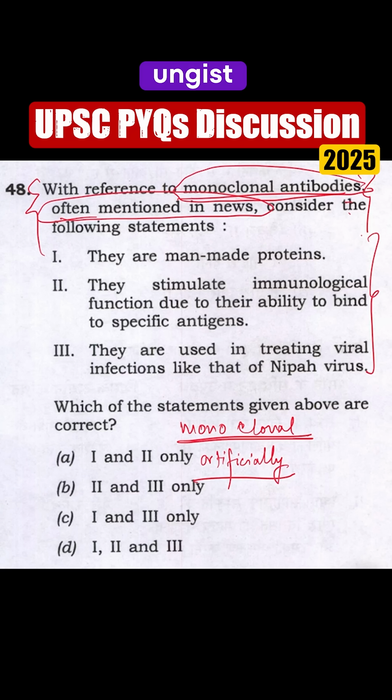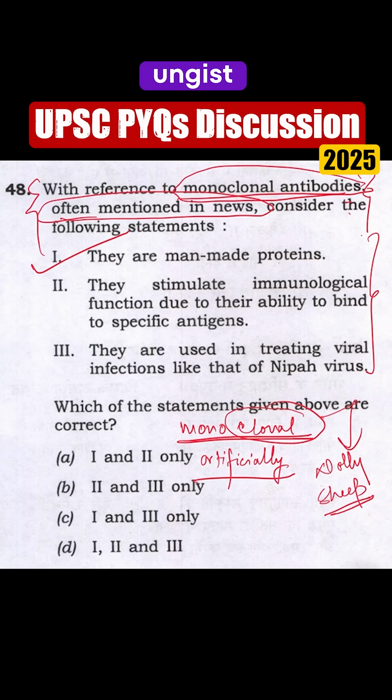And what is the best hint that it is artificially made? The best hint is the word clonal, right? Monoclonal. Remember, guys, Dolly the sheep, cloning of Dolly the sheep. Okay. So this we know that it's not natural, it's artificially made. From here, definitely we are going to get the first statement correct, right?